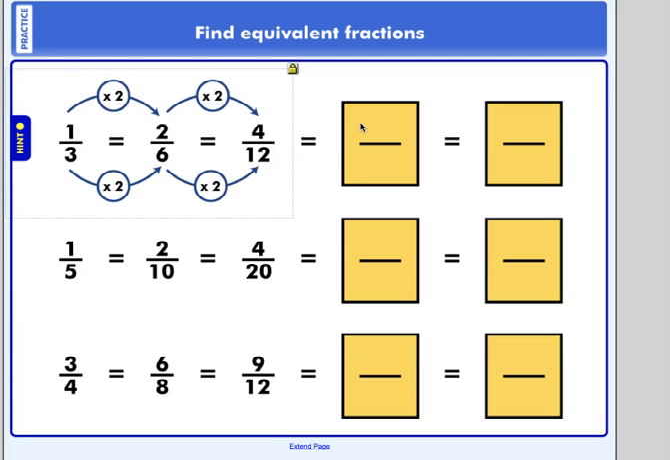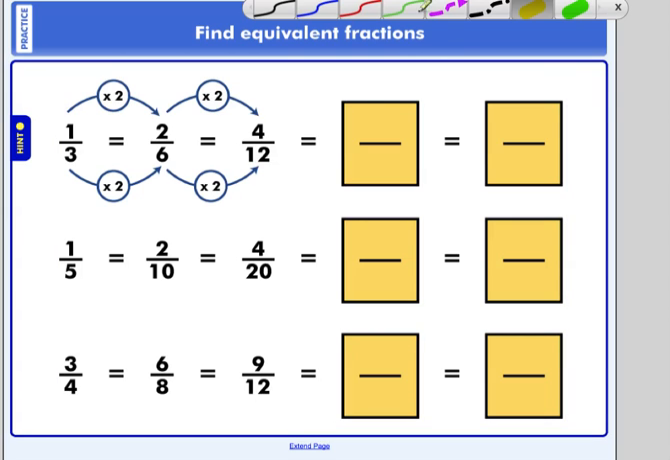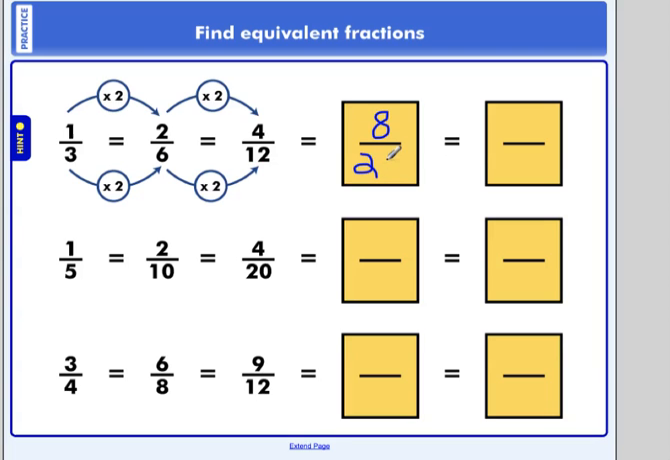What do I get if I multiply them by 2 again? 8 24ths. And what do I get if I multiply by 2 again? 16 48ths. Now, what this tells us is that all of these fractions are equivalent. They're all equivalent to 1/3.